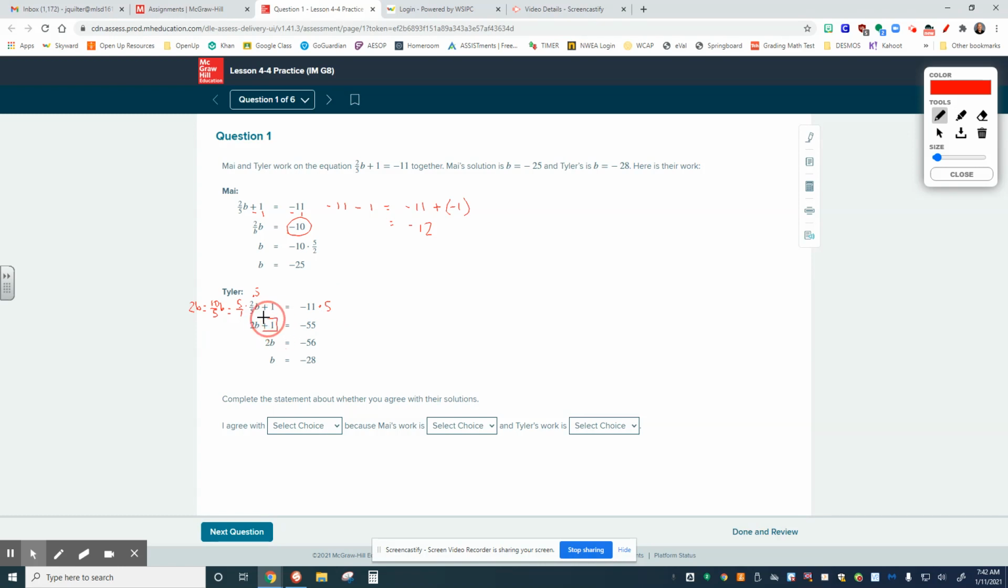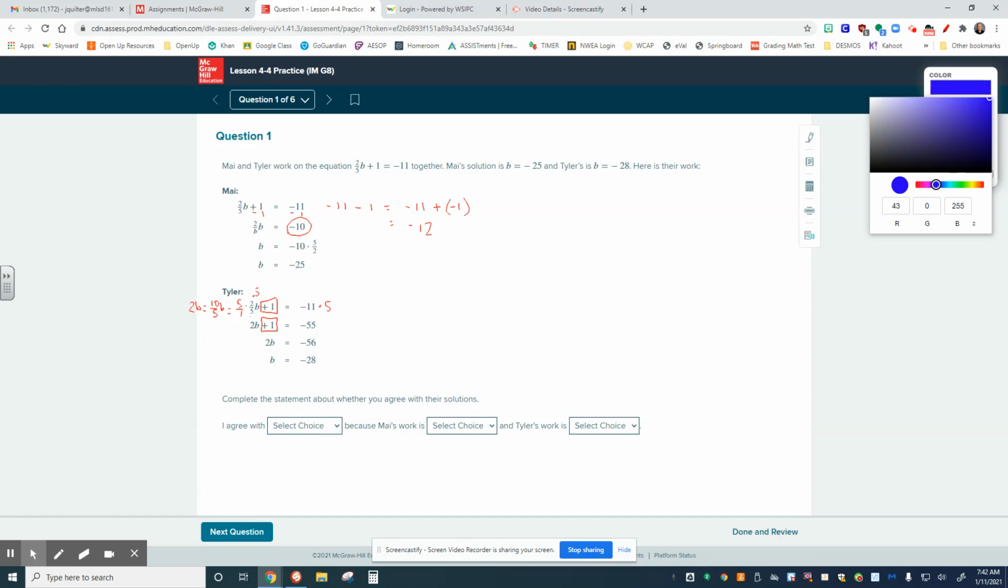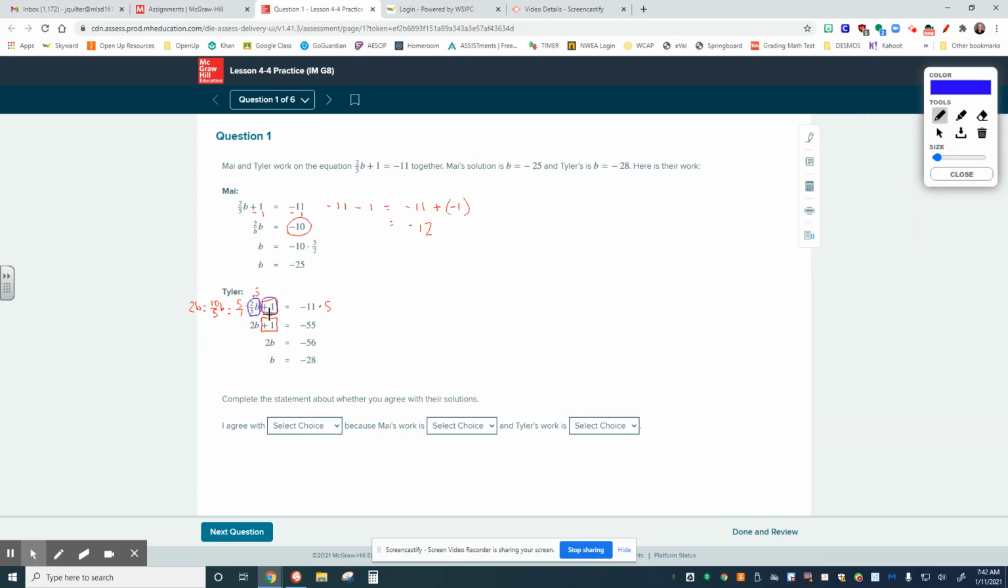But what happens if he didn't multiply the 1 by 5? See, since these are not grouped together, you have to think about every little term in here. And if he's going to multiply that first term by 5, then he has to multiply every single term by 5. So guess what, Tyler? Neither one of them is correct. So you have to be prepared for some of those problems where both of them made mistakes, and be able to answer in a way that recognizes that both of them are not correct.